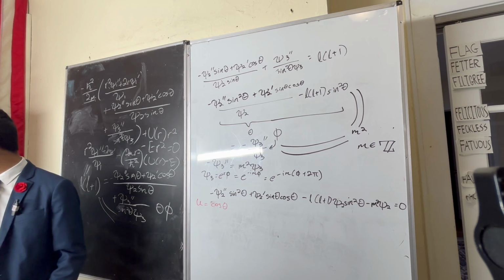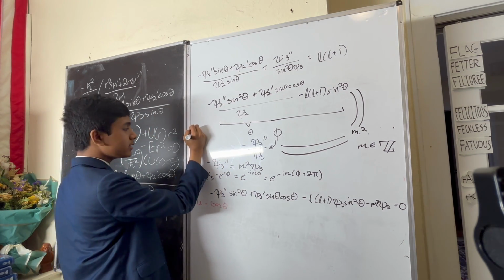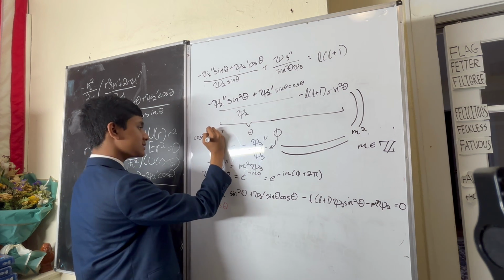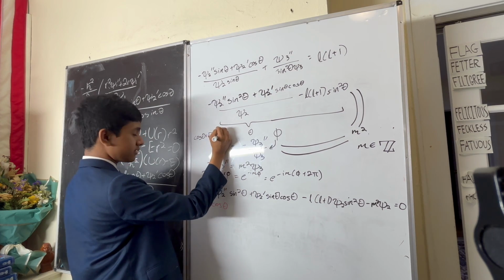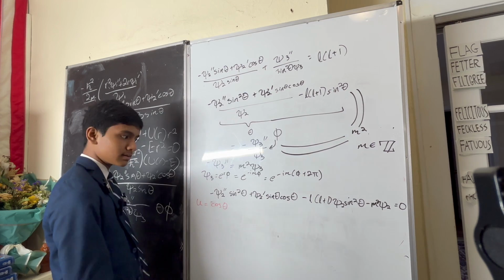Now keep in mind that since sine squared theta plus cosine squared theta is equal to 1, that means that cosine theta is equal to the square root of 1 minus sine squared theta, and vice versa. So what happens when you plug that in?